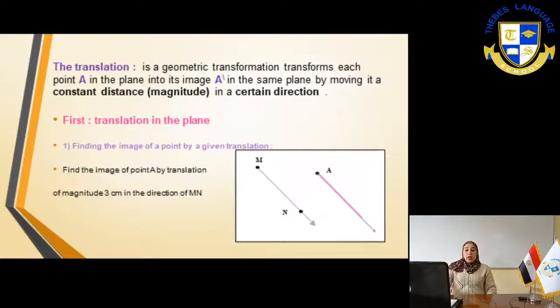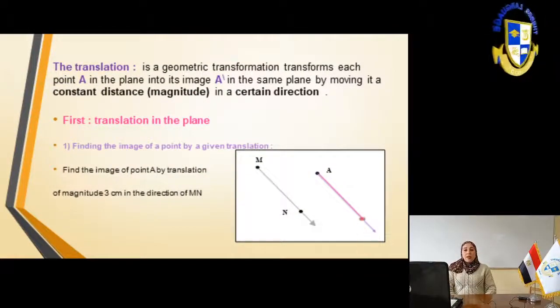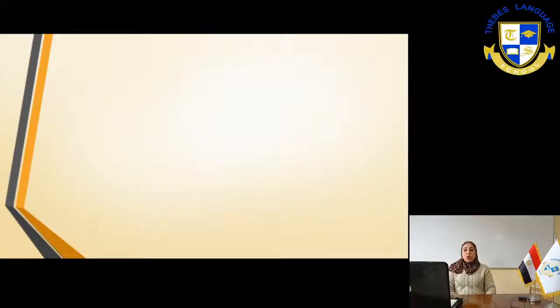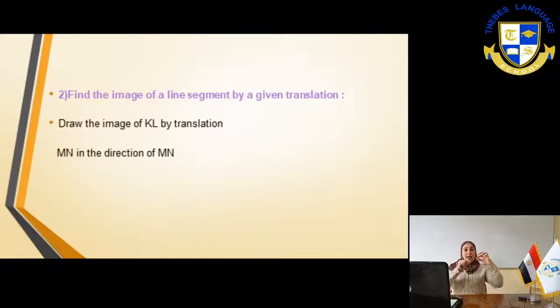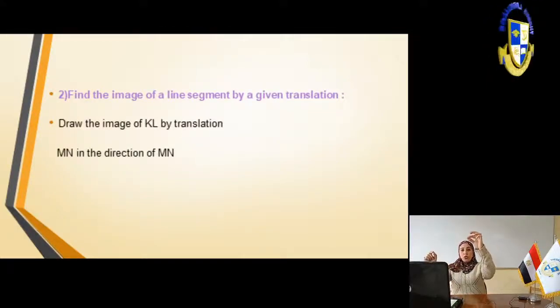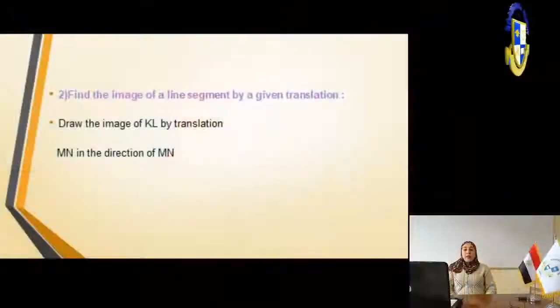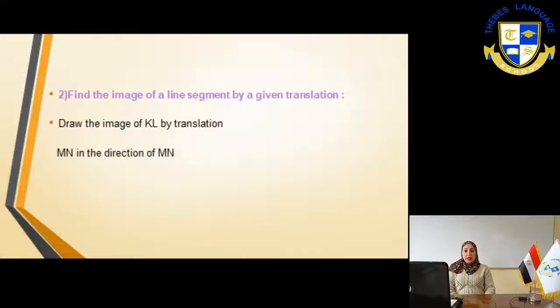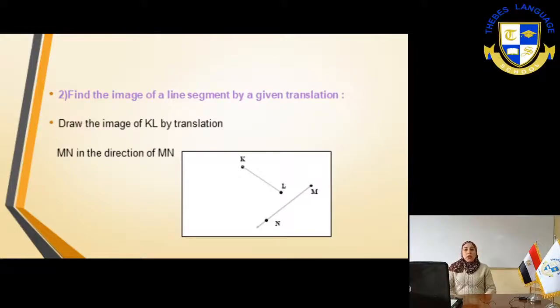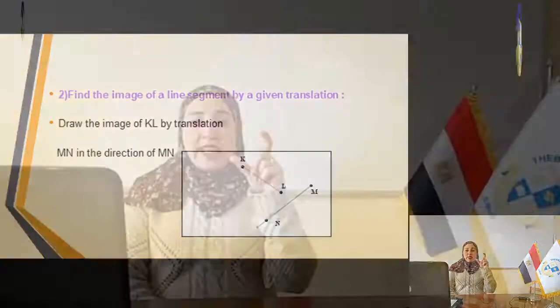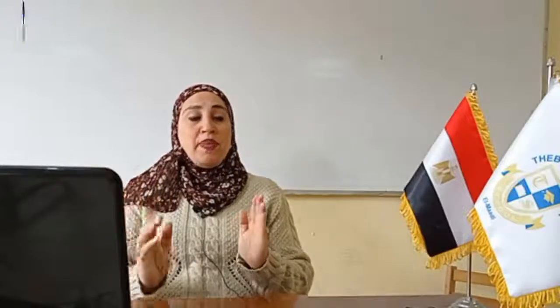Let's see number 2, finding the image of a line segment by a given translation. Now I have a line segment and I want to translate all of it on a plane. Here we say draw the image of KL by translation MN in the direction of MN. So the translation is MN, which means the same length as MN, and the direction of MN means I'll start from M and go to N.